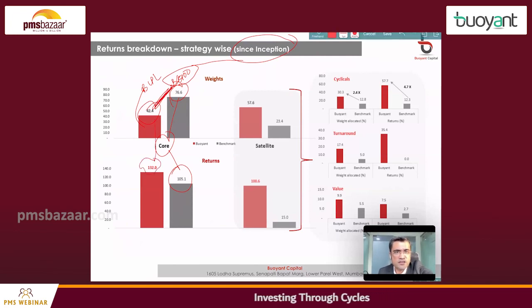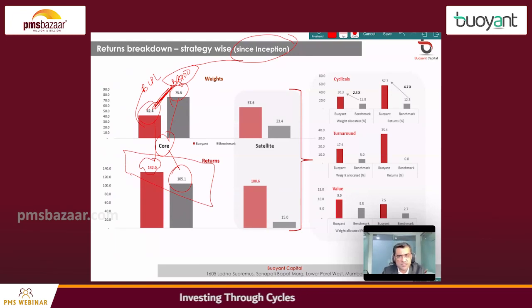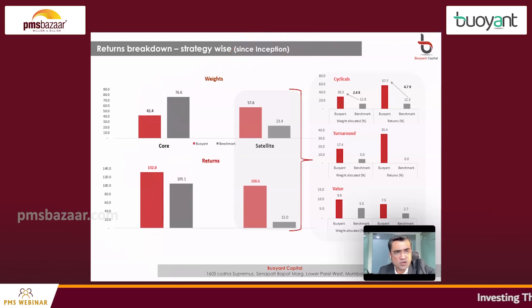But when you look at returns on these two bars, at half the capital, we are generating a much superior return, because within core, we are able to identify the sectors that need to be invested in, and within each sector, which companies make the cut. So obviously, like to like, there is a superlative performance here. But the real returns are in the satellite space.